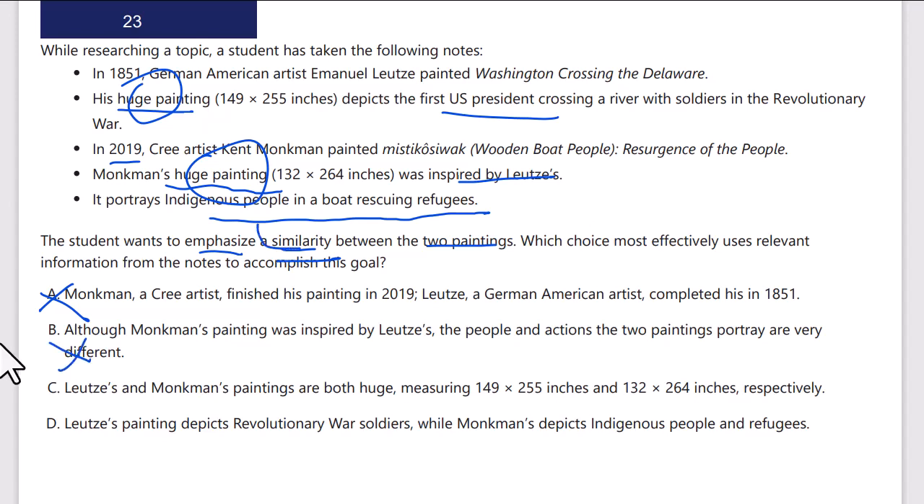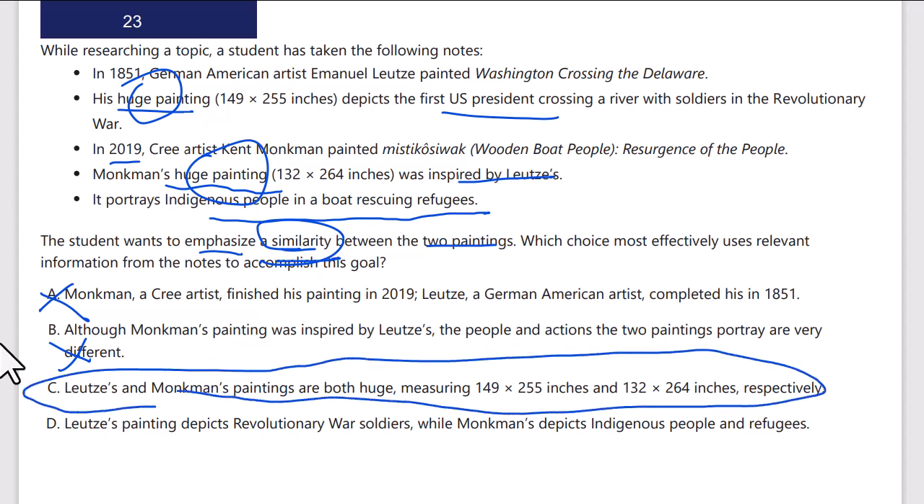We need similarity. Leutze and Monkman's paintings are both huge. That definitely fits the bill. Okay, that's probably going to be it. It's a definite similarity. Leutze's painting depicts Revolutionary War soldiers, Monkman's indigenous. That's a difference, not a similarity. C is the answer.